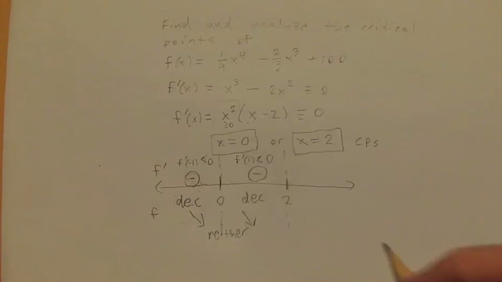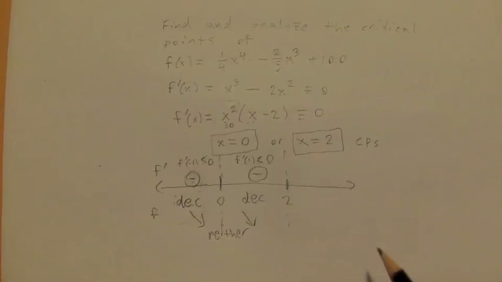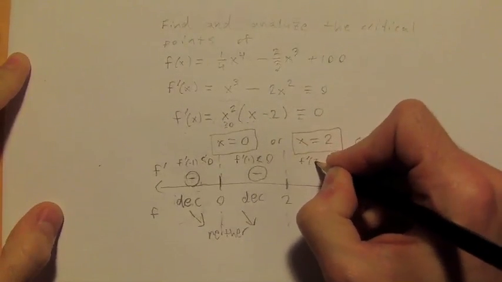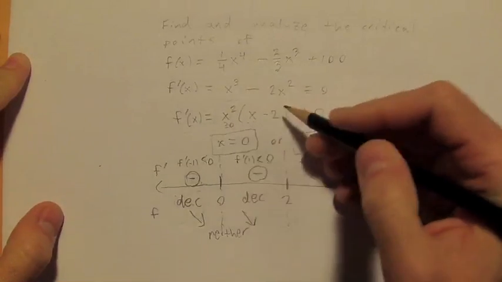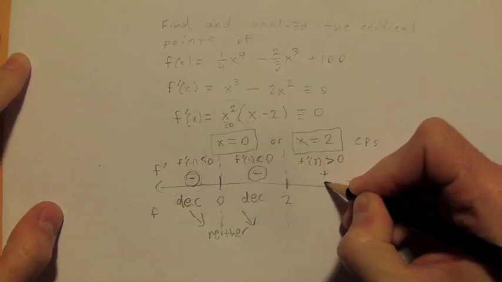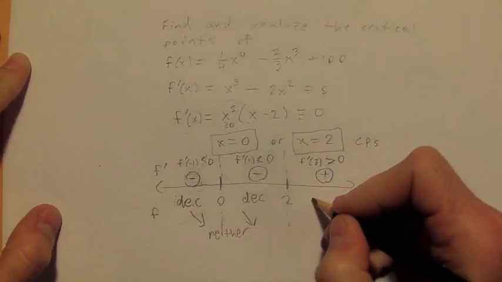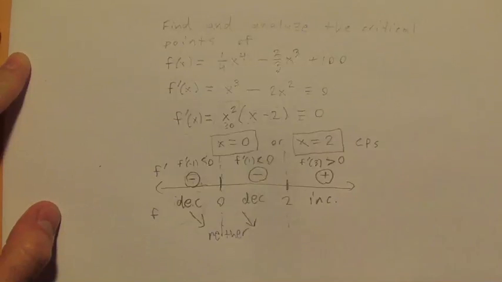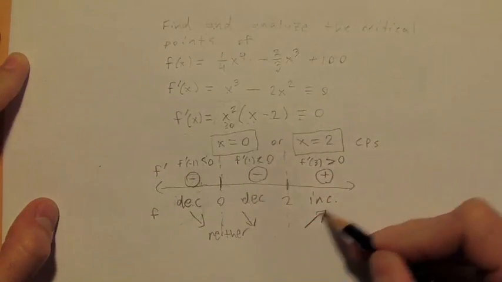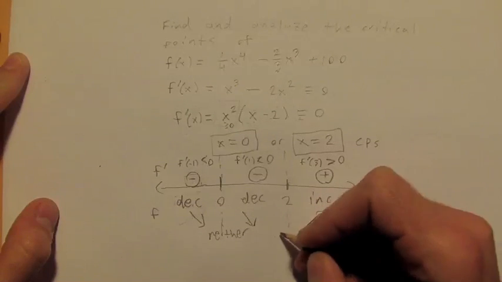Okay. Then from 2 onward, so to the right of 2, if I put in something like f prime of 3. This is always positive. 3 minus 2, that'll be 1. So this thing is greater than 0. So f prime is positive to the right of 2, meaning that f is increasing to the right of 2. So it's going up. So here at 2, the function's going from decreasing to increasing. So this is a min.